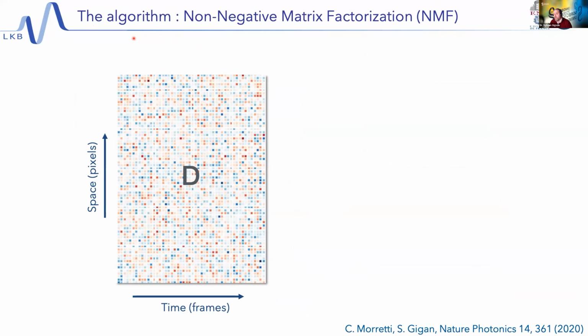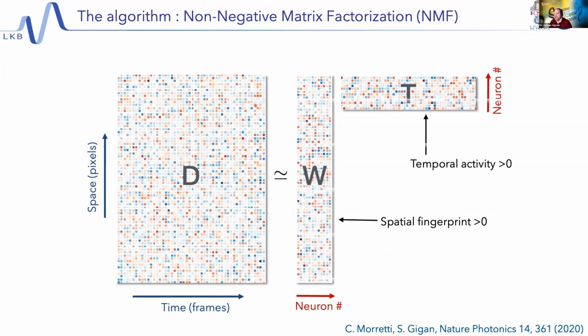So the general algorithm we use is so-called non-negative matrix factorization. It's to take this data set, which is this video, and say that you can factorize it into two very thin positive matrices, one being the temporal activity of each neuron, and one being the speckle issued from each neuron. And it's a very, very effective algorithm that even allows you to determine the number of neurons.